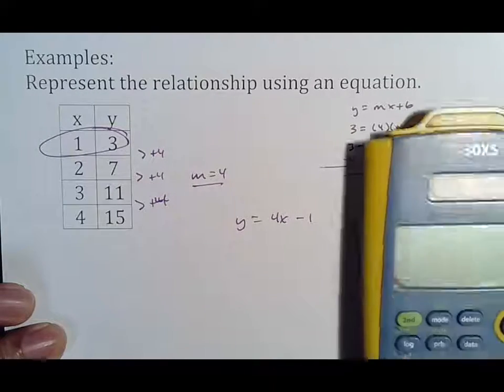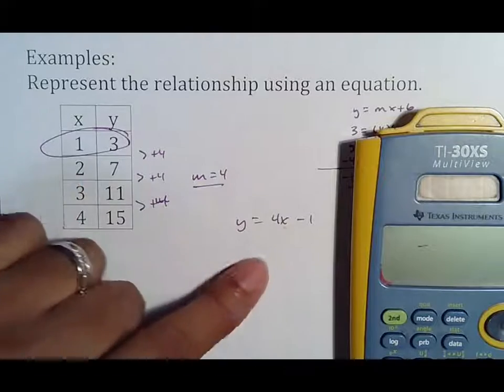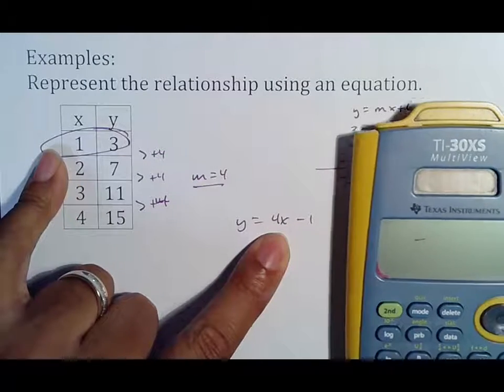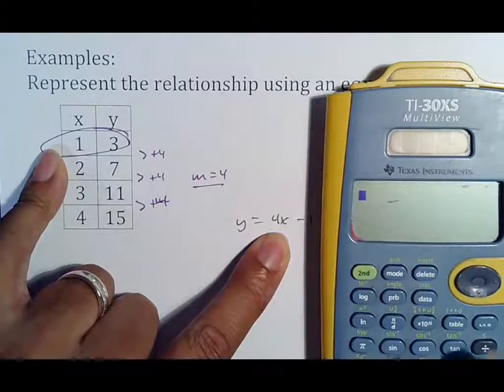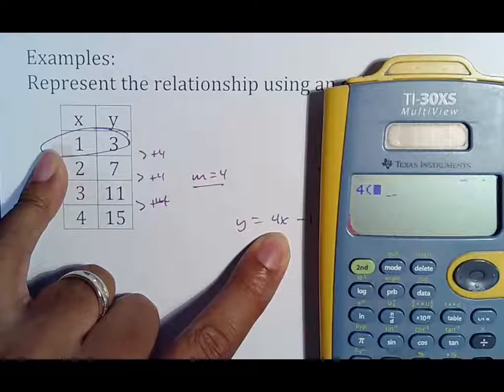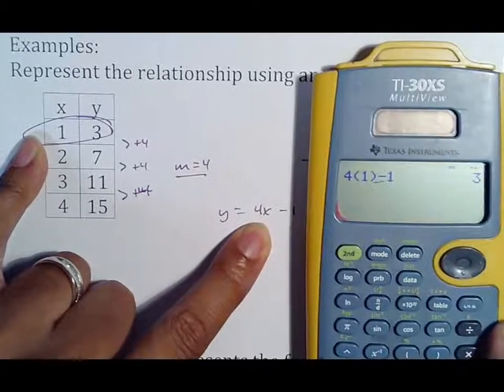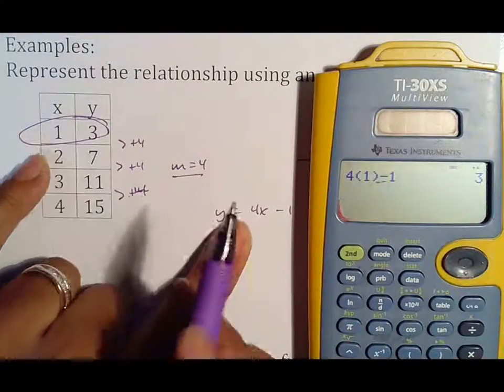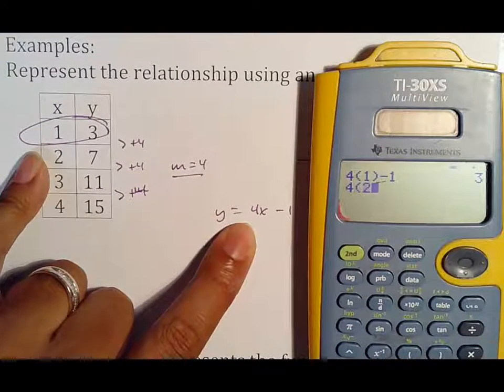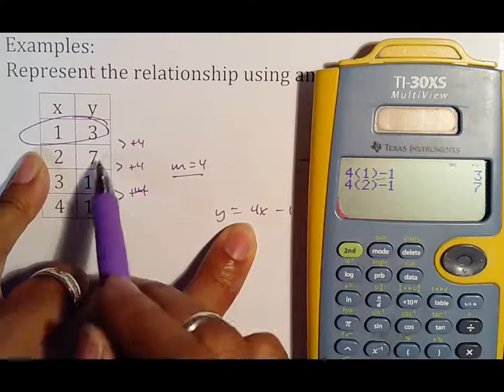And just to show you, watch what happens when I plug these numbers in. When I plug this, 4 times 1 minus 1. Notice I get the answer of 3, which is what y is. Notice that if I put 4 parentheses 2 minus 1, I get the answer of 7, which means it works.